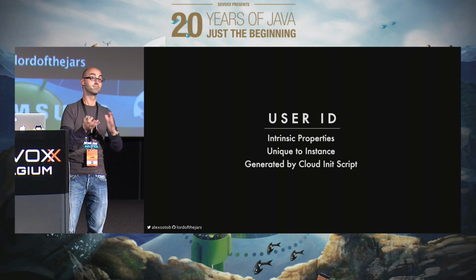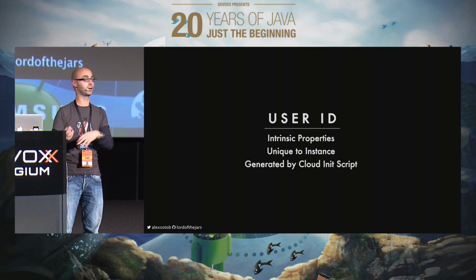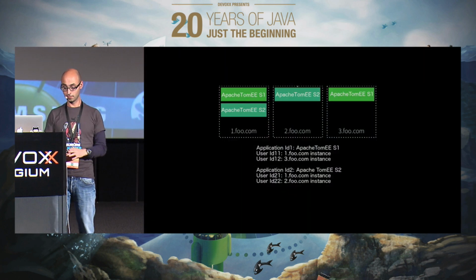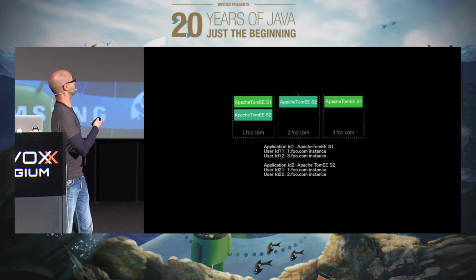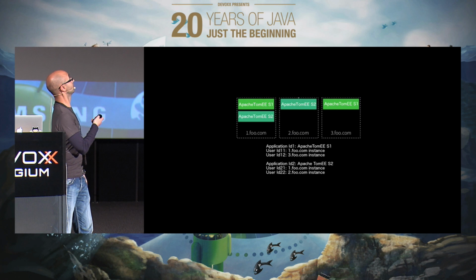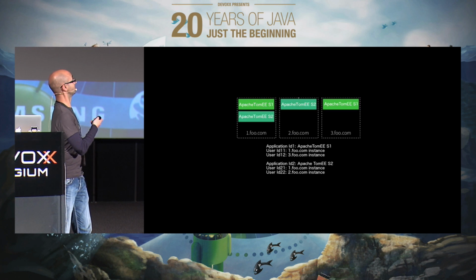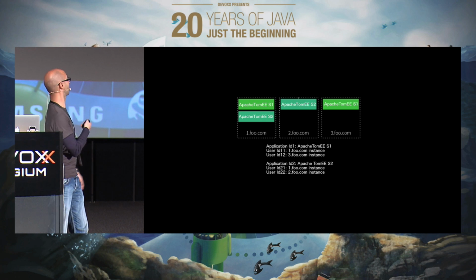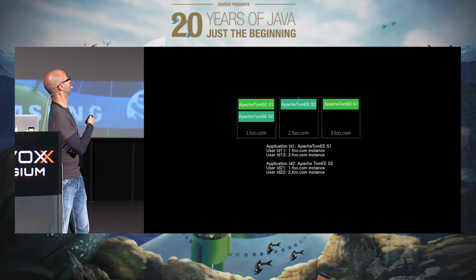Well, if you're using Docker, you're going to do it in one way. If you're using Mesos, you're going to do it in another way. This depends on your system. And as I said, it's like this. You have service 1 deployed in 2 different machines, and service 2 deployed in 2 different machines. And you have 1 application ID for service 1, 2 user IDs for service 1, 1 application ID for service 2, and 2 user IDs for service 2. Of course, if you had 3 instances of service 3, you will have 3 user IDs.